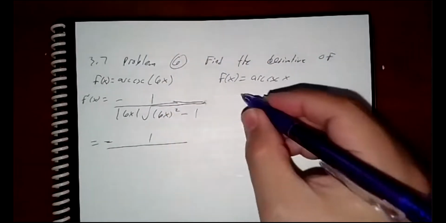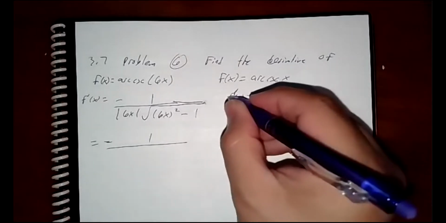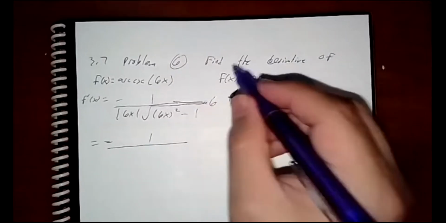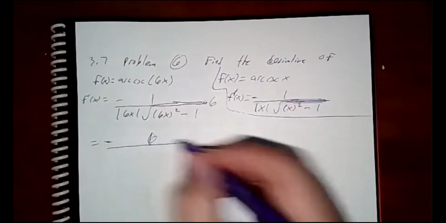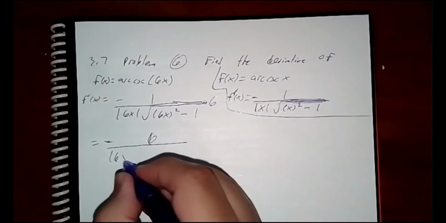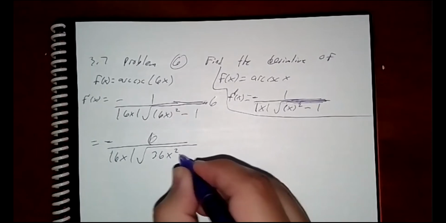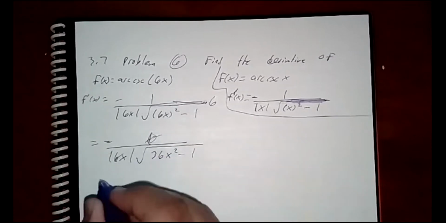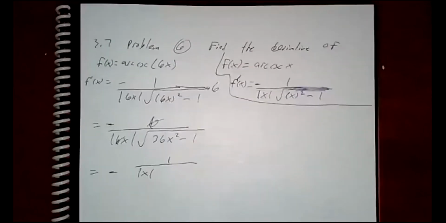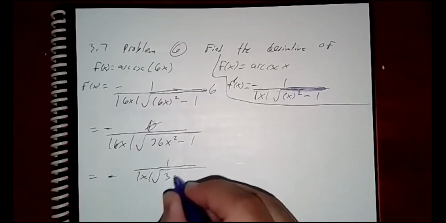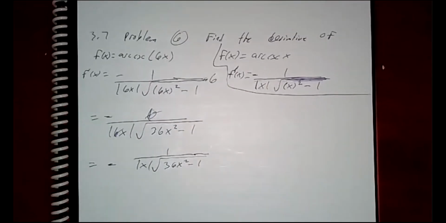Okay. That's my formula over here. So just put the 6 here, make it simple. So this 6 will cancel that 6. So I'm left with negative 1 over absolute value of x times the square root of 36x squared minus 1. Should be this guy, this answer here.